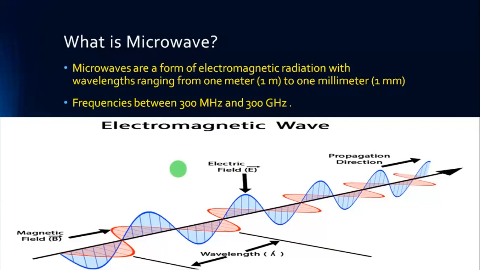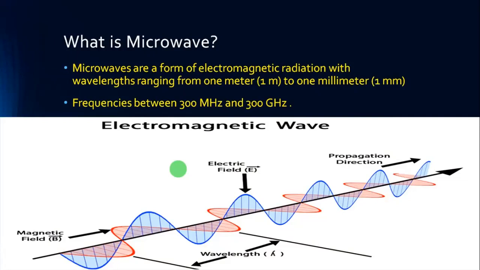Because here, if you consider the vertical line, that is the y-axis of the electric field. And if you consider the x-axis, here the x-axis represents the red color, and this is the magnetic field. So the direction of propagation will be along the z-axis. Now, microwaves are a form of electromagnetic radiation with wavelength ranging from 1 meter to 1 millimeter.